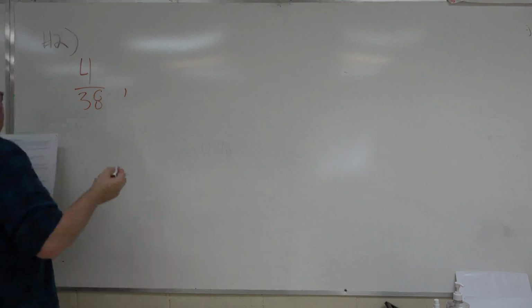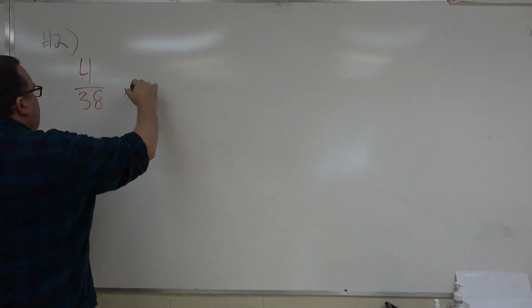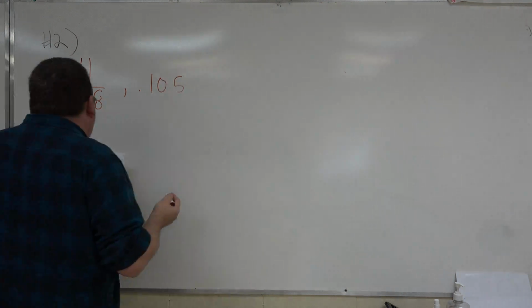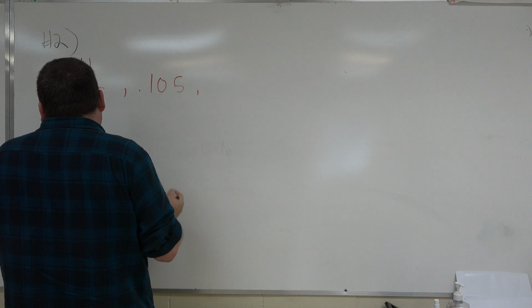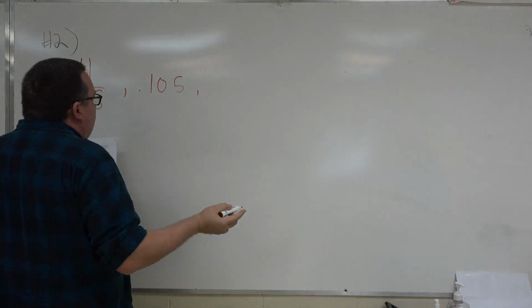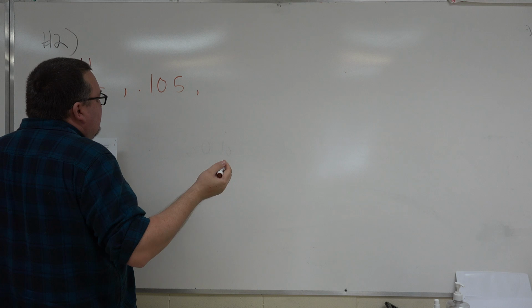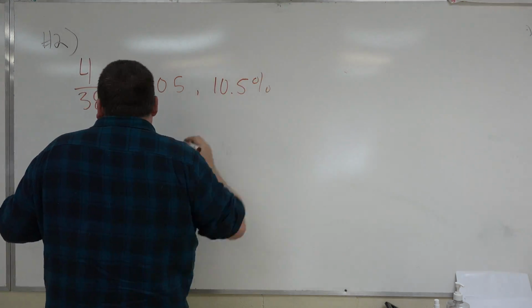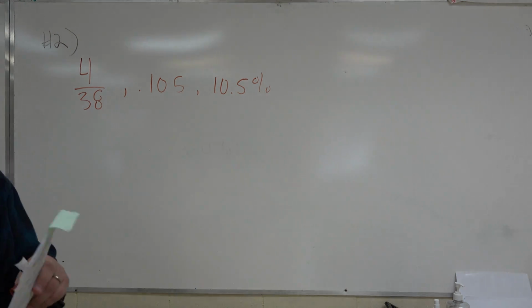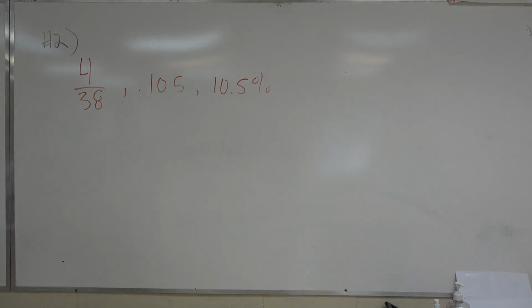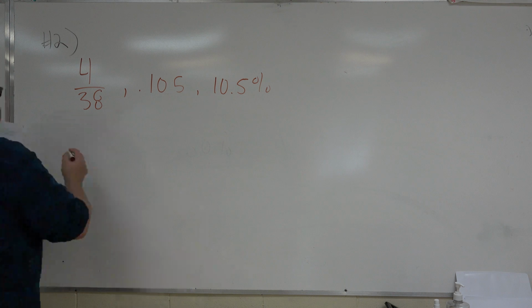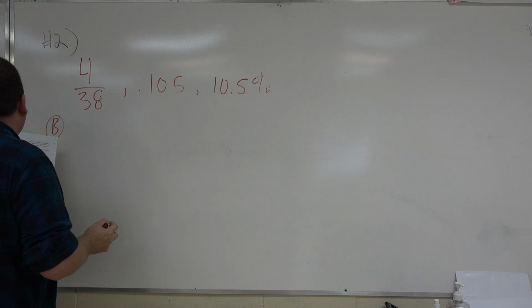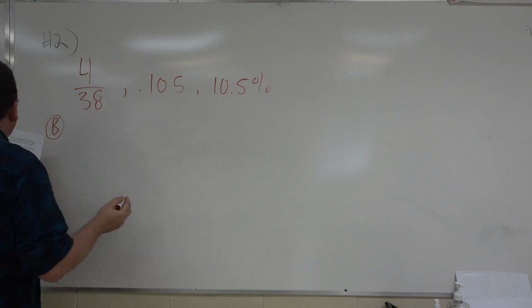Now, as a decimal, you take 4 and divide by 38, and you should get 0.105. And as a percent, 0.105 times 100 would give you 10.5%. So 10.5% of the roads that he inspected need to be repaired. Now, what is the probability for a city sidewalk? This is part 2b. So a city sidewalk as a probability, fraction, decimal, and percent.